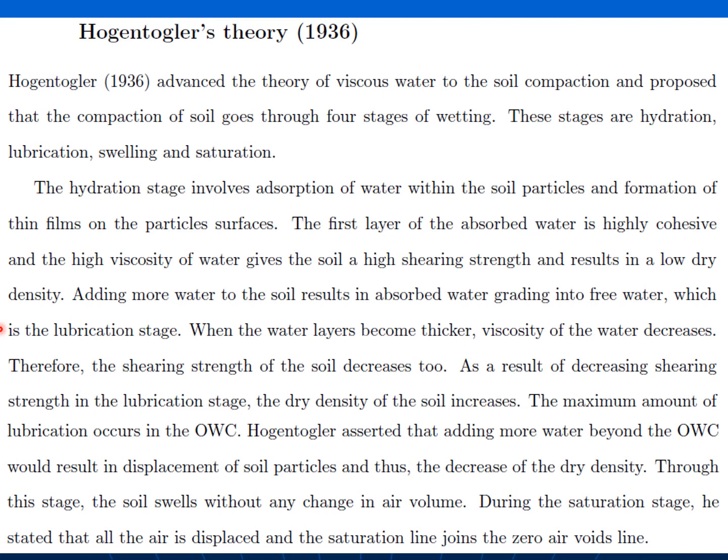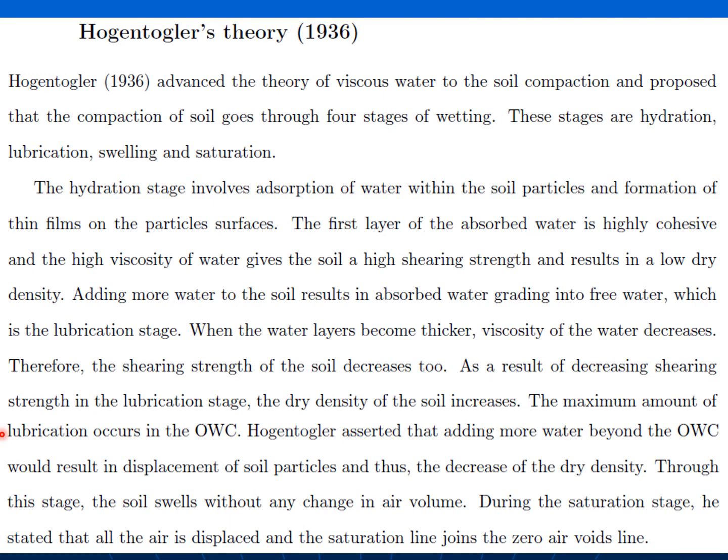When the water layers become thicker, viscosity of the water decreases. Therefore, the shearing strength of the soil decreases too. As a result of decreasing shearing strength in the lubrication stage, the dry density of the soil increases. The maximum amount of lubrication occurs in the OWC. OWC means optimum water content, which is the optimum moisture content.